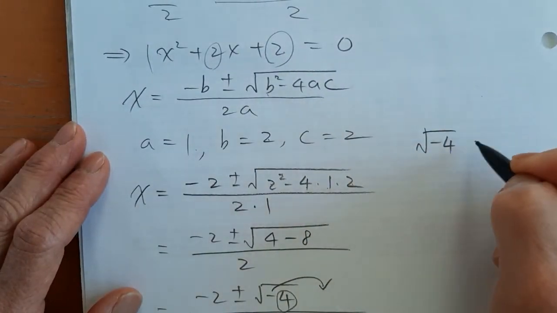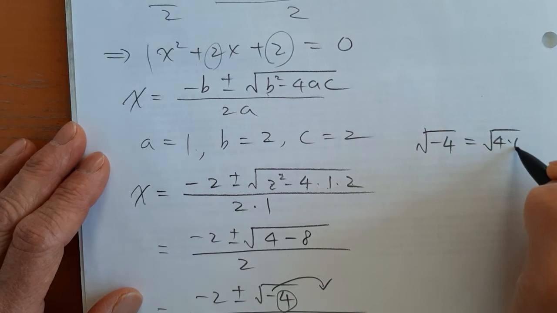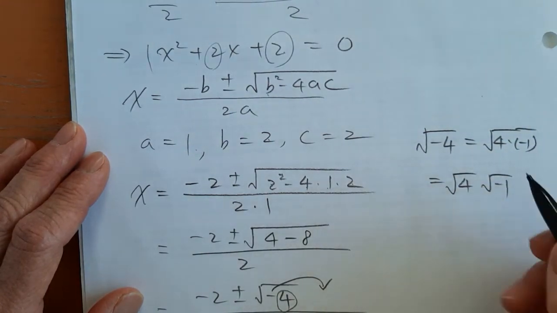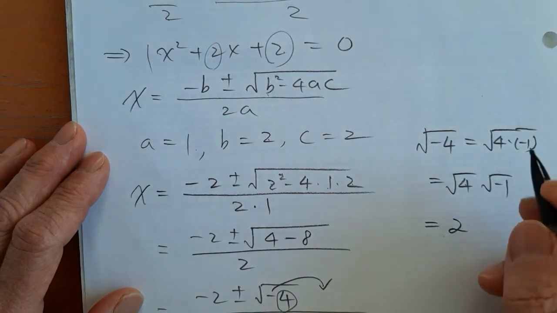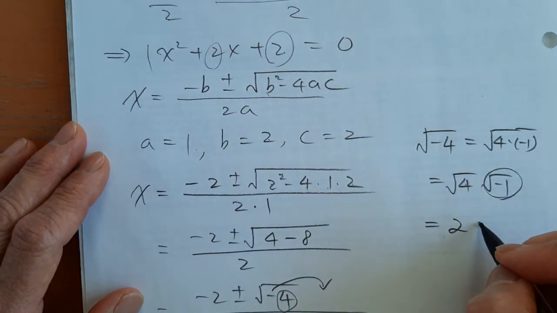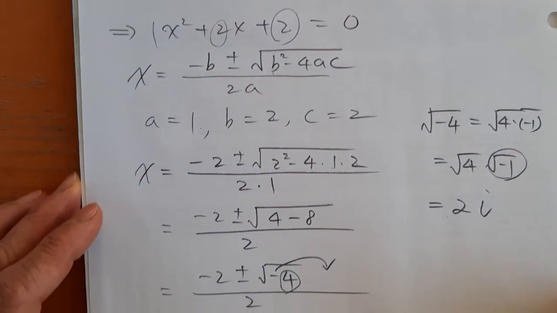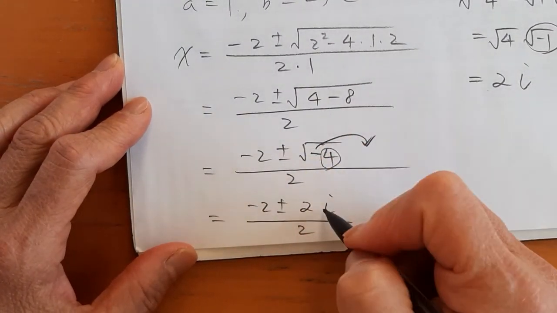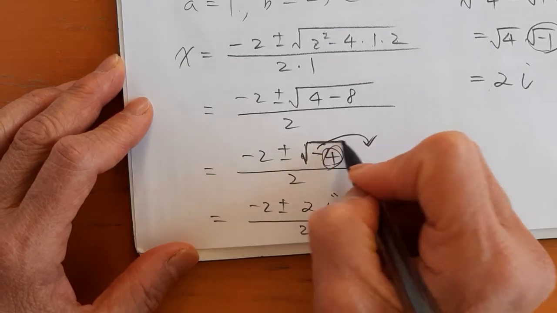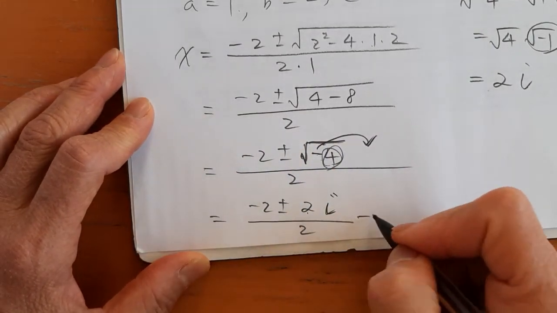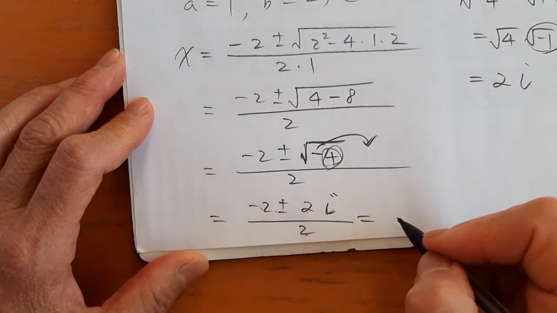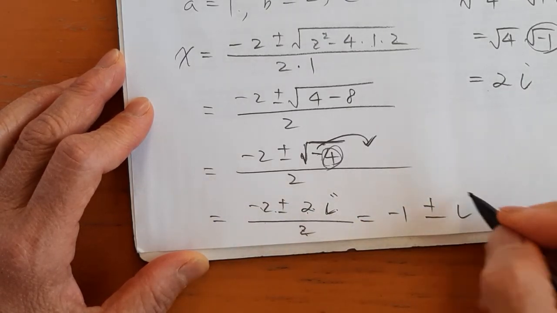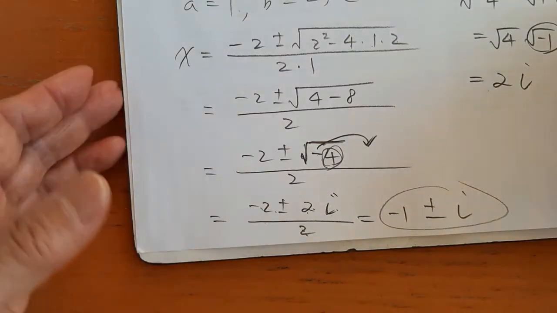The square root of negative 4 is the square root of 4 times negative 1. Separate the square root of 4 and the square root of negative 1. The square root of 4 is 2. The square root of negative 1 is defined as i. So you get 2i. The quick way is just negative 1 goes out, becomes i, and the square root of 4 is 2. And divide: negative 2 divided by 2 is negative 1, plus or minus 2i divided by 2 is i. And that is x.